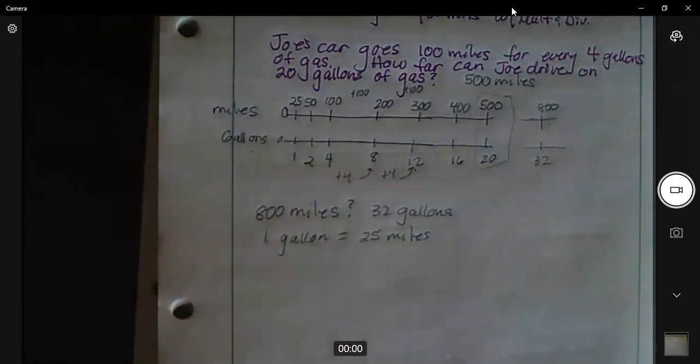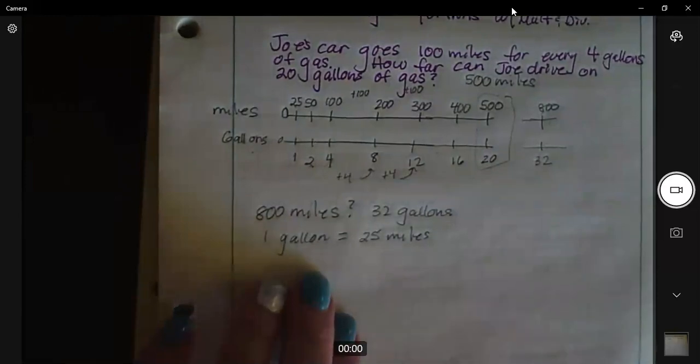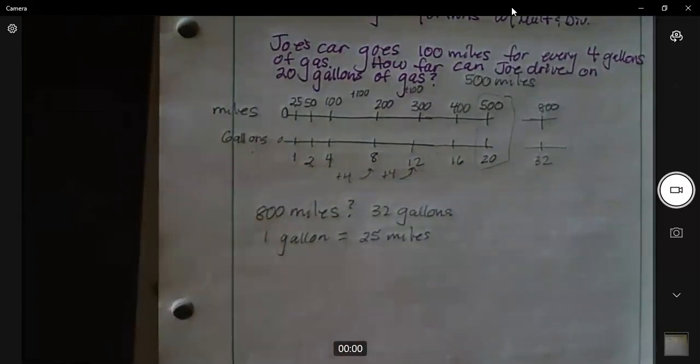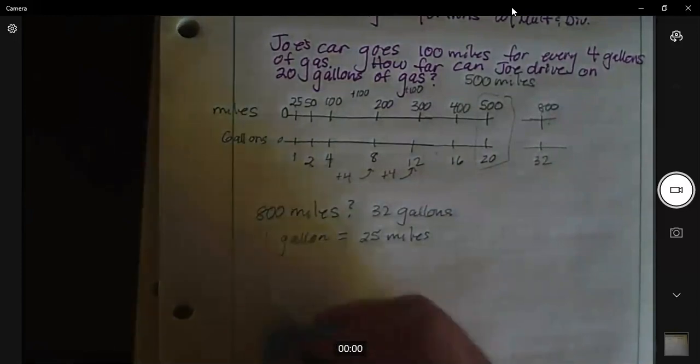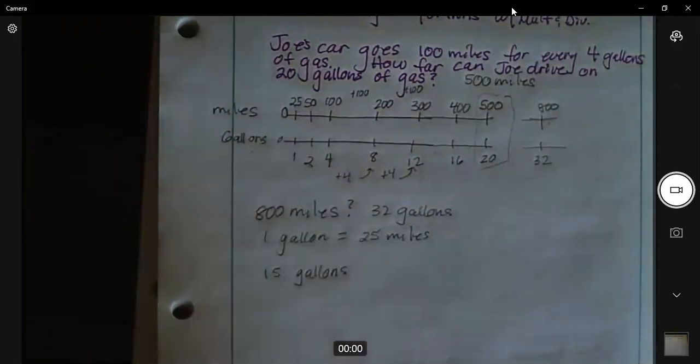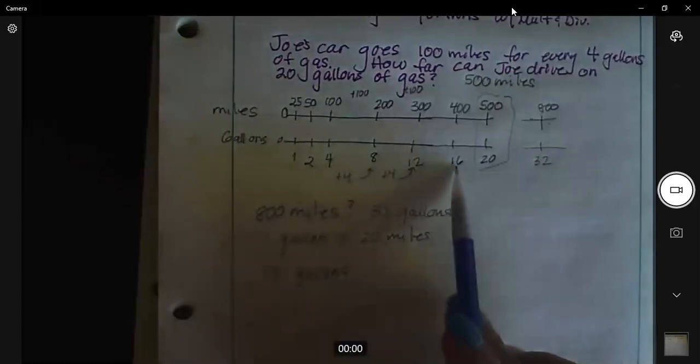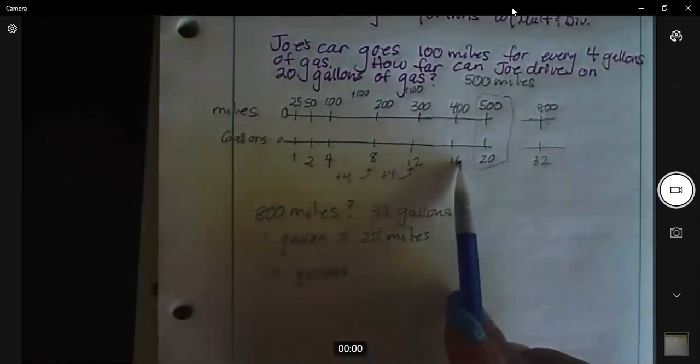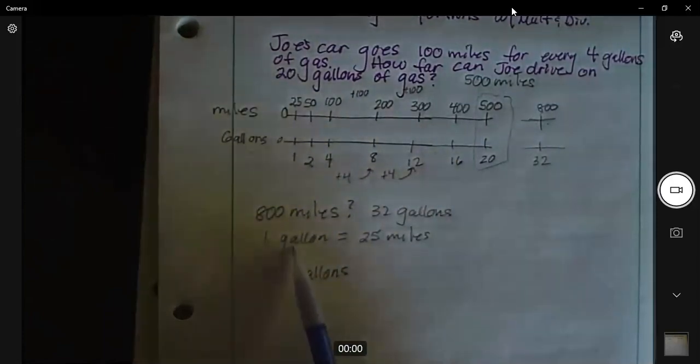Now, what's nice about once I know this is I could say, okay, well, what if I want to find 15 gallons? Well, when I look here, I don't really have a 15 because it falls in between. Now, not that I couldn't find it on the number line, I could. But once I know what 1 is, then I don't really have to do that so much anymore. I don't always have to use the number line.